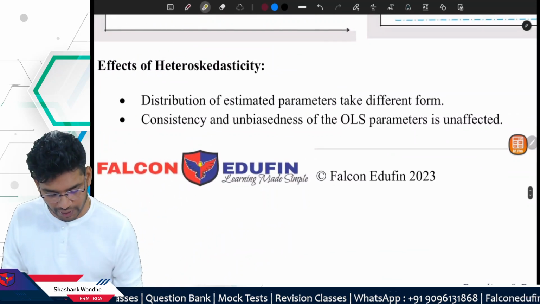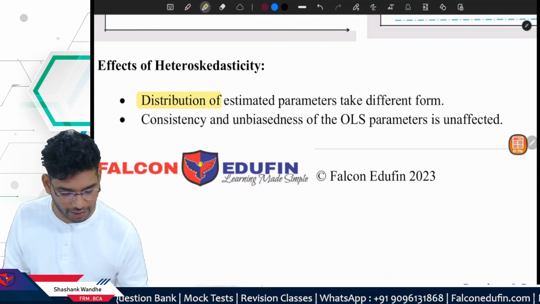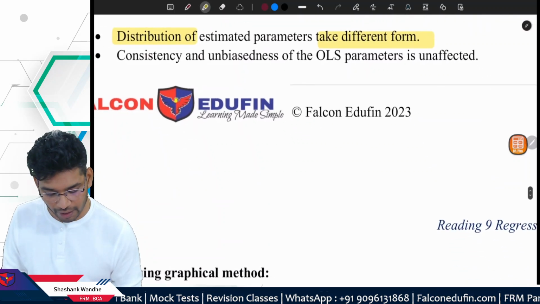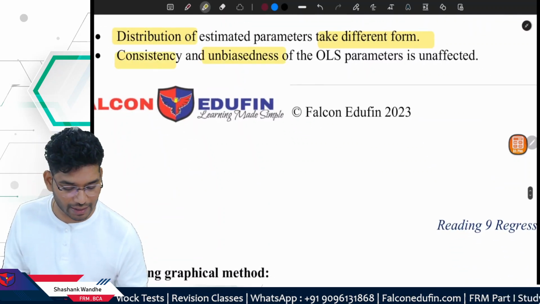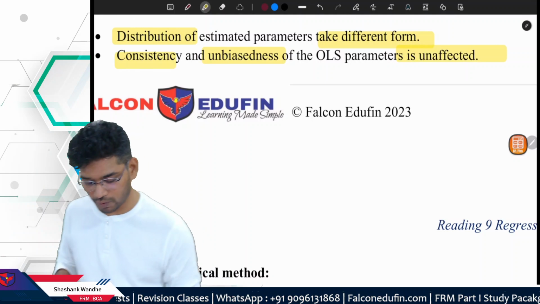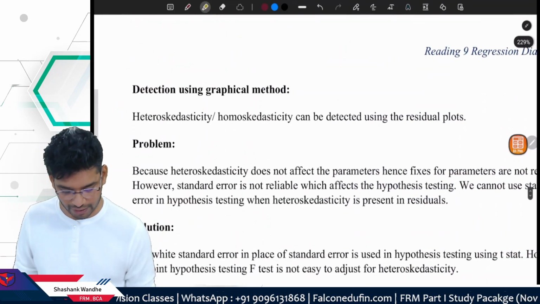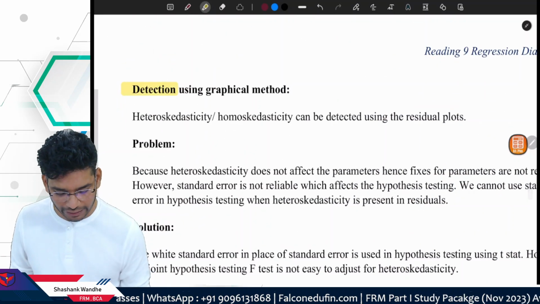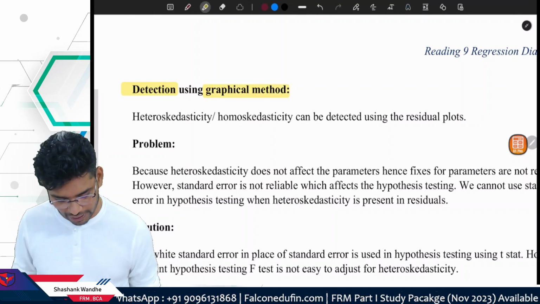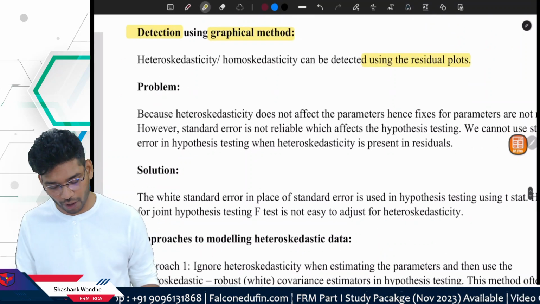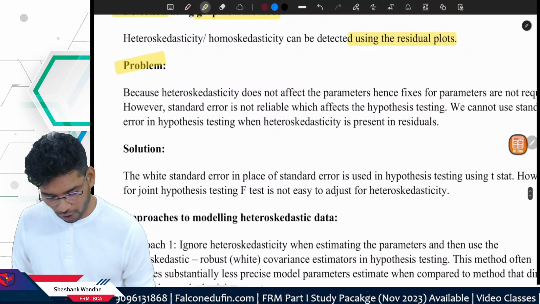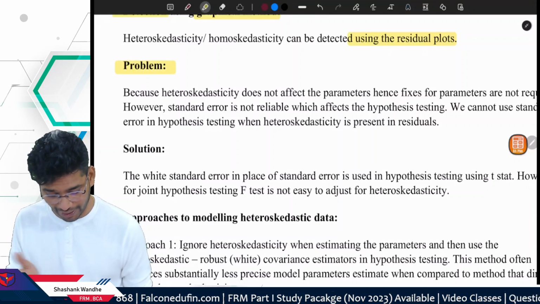Effect of heteroskedasticity: the distribution of the estimated parameters takes a different form. Remember, consistency and unbiasedness are unaffected. Very important, and this is what you will get, this is the testing area of the examination. Now, detecting using the graphical method, which you already saw. So you have to create a residual plot and find out.